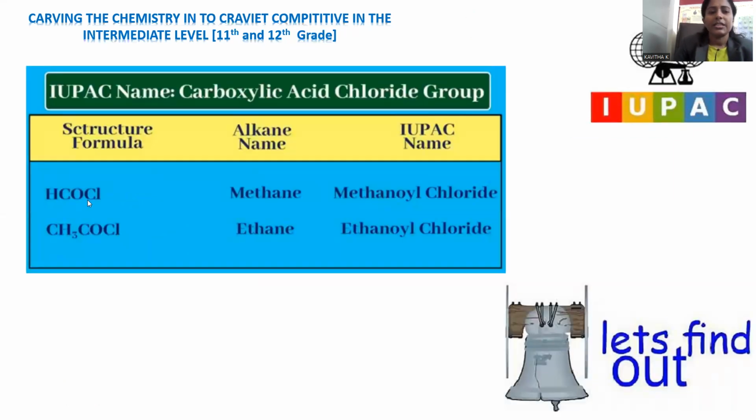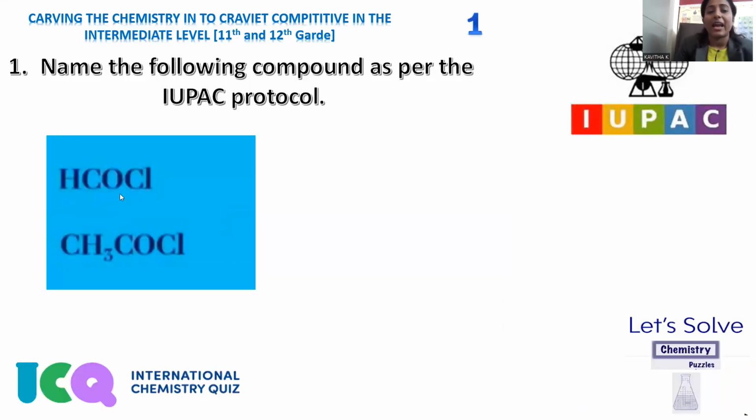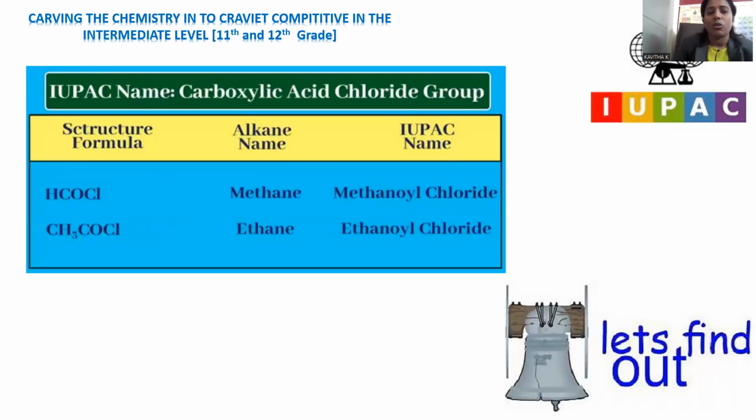Let's see what protocols are provided by IUPAC to assign names for these two compounds. Here, HC double bond with Cl, if present, this carbon counts for its parent chain. Here we have one parent chain carbon, so we can say meth. Being an acid derivative called acid chloride, acid chlorides are always denoted with alkanoyl chloride. As per the IUPAC, alkanoyl chloride will be mentioned. That's why, being a one carbon organic compound, it will be methanoyl chloride.